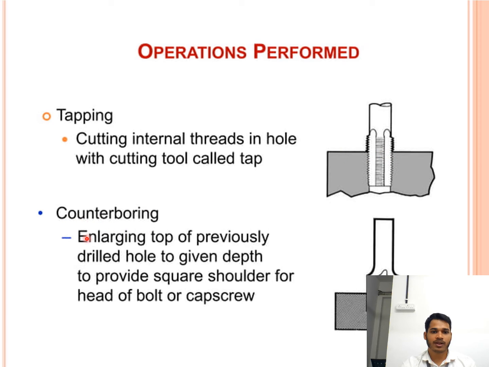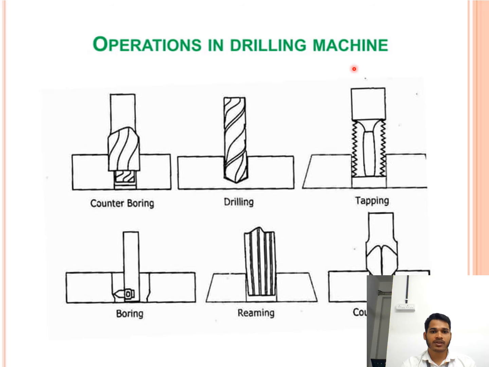And counterboring is enlarging the top of a previously drilled hole to a given depth to provide a square seat for the head of a bolt or screw. That time we use counterboring. Operations and drilling mechanism: this is the counterboring process, this is simple drilling, and this is the tapping process to make an internal thread. These are the teeth, and this is the boring process to enlarge the hole, and this is the reaming process to finish the hole.